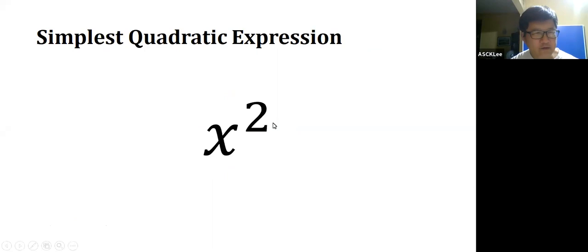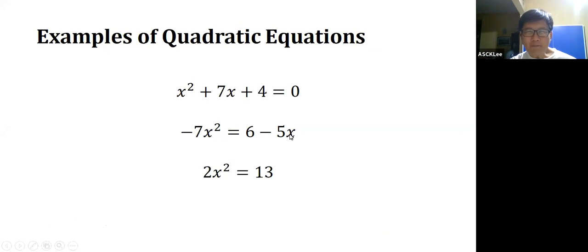Now you may be asked after this class, what's the simplest quadratic expression? Well, the simplest quadratic expression is simply x squared. If you have just x squared, this is a quadratic expression and it is the simplest quadratic expression in the world. So, examples of quadratic equations.